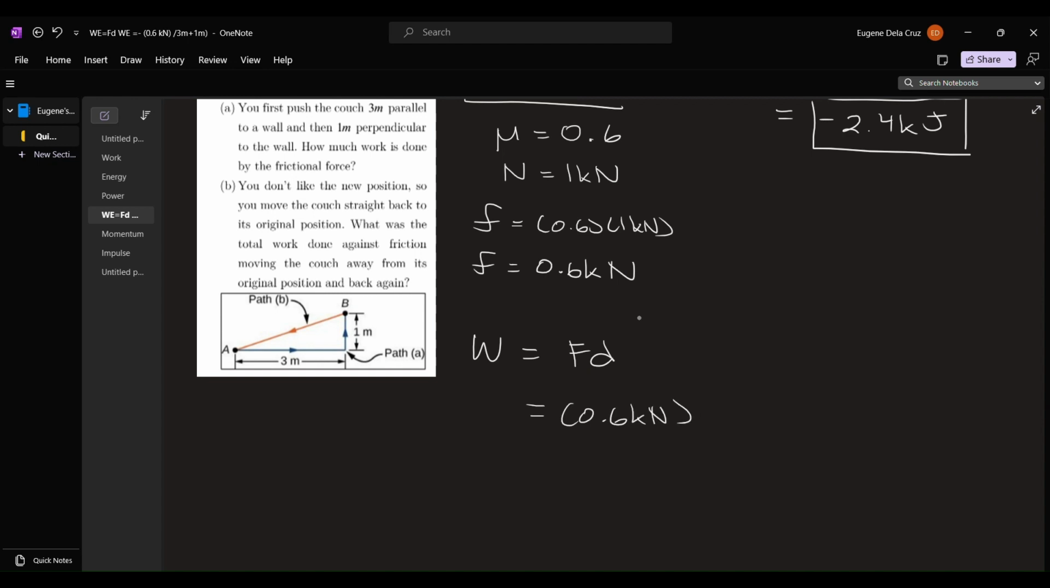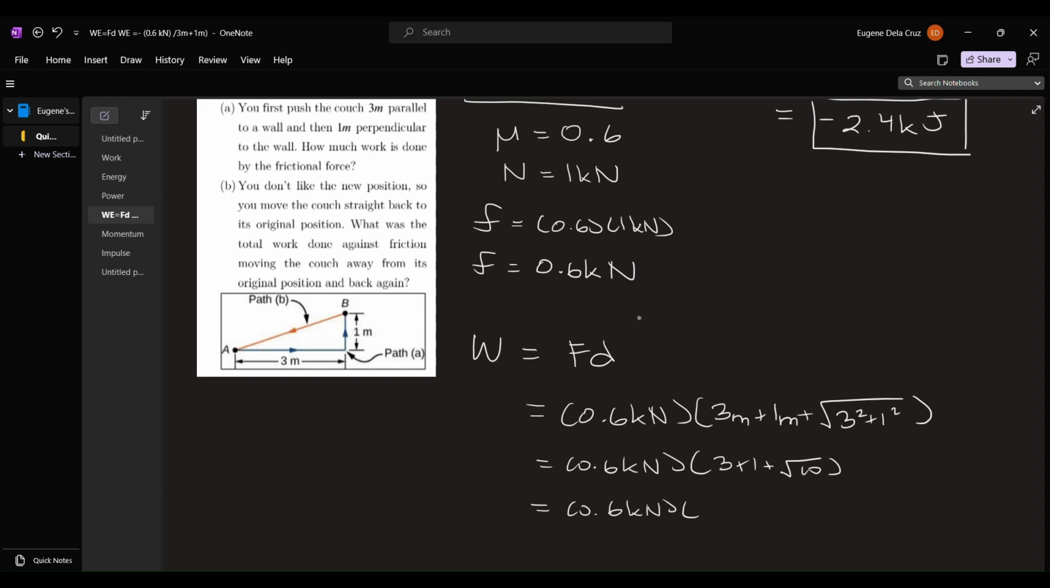And then our displacement, so based from the problem, it was pushed from its original position and back again. So we get 3 plus 1 plus the hypotenuse. So it will be 3 meters plus 1 meter plus, by Pythagorean theorem, it will be 3 square plus 1 square. So 0.6 kilonewtons times 3 plus 1 plus, this will be 9 plus 1, so square root of 10, or 0.6 kilonewtons times 4 plus square root of 10 meters.